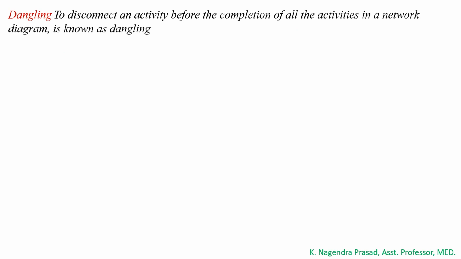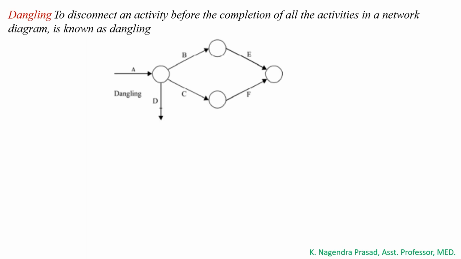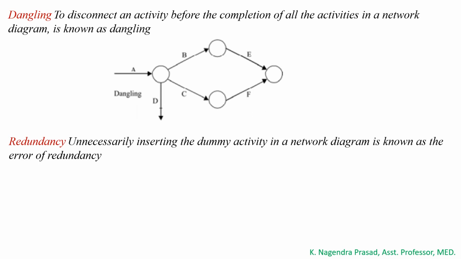The second error is the dangling error. To disconnect an activity before the completion of all the activities in a network diagram is known as the dangling error. See here, activity D is disconnected from the network diagram. So this type of error we call a dangling error.